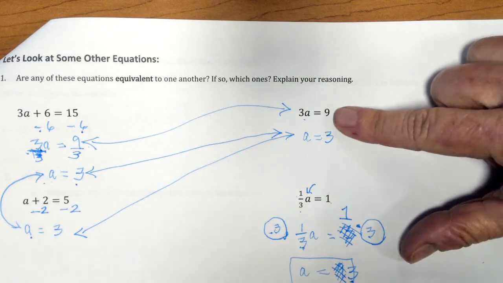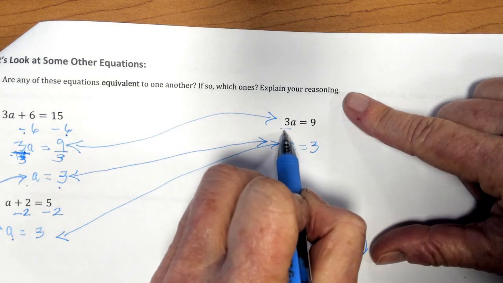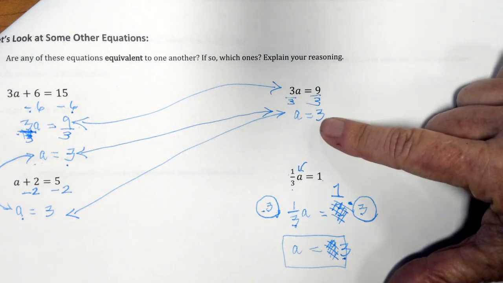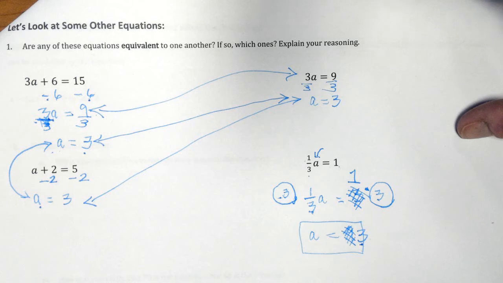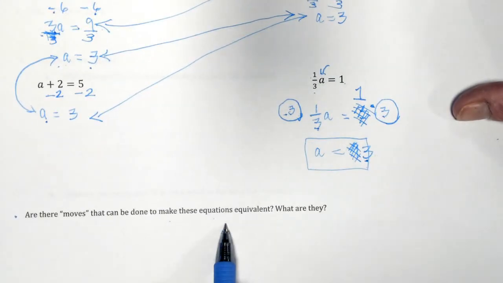What did I do right here? I did the same thing. What move did I do? I divided both sides by 3 to get that A was equal to 3. So there are moves that can be done to make equivalent equations.